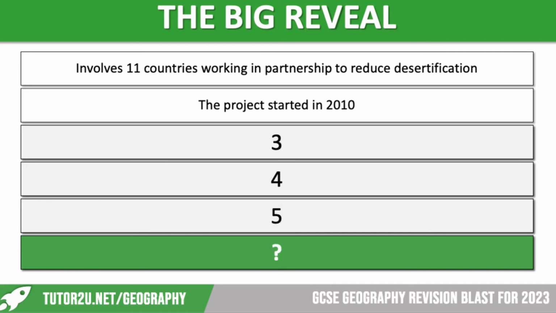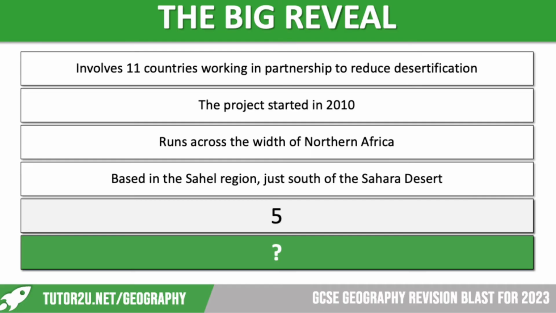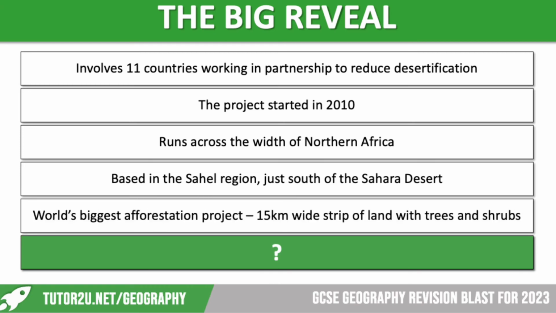Clue number 2, the project started in 2010. Number 3, it runs across the width of Northern Africa. Number 4, it's based in the Sahel region just south of the Thar Desert. And number 5, it's the world's biggest afforestation project of a 15-kilometre wide strip of land with trees and shrubs.